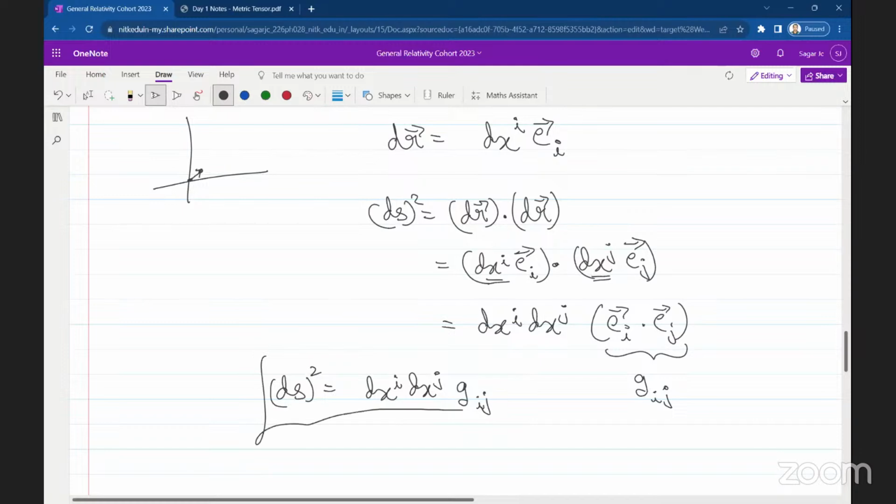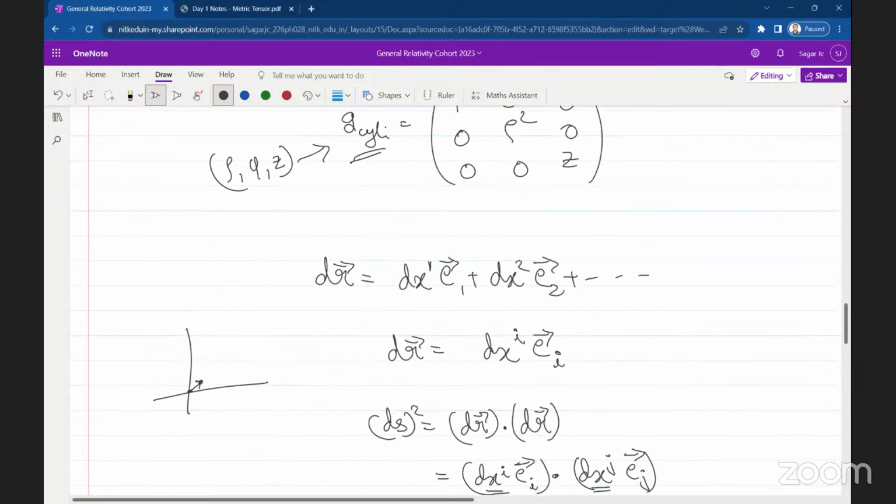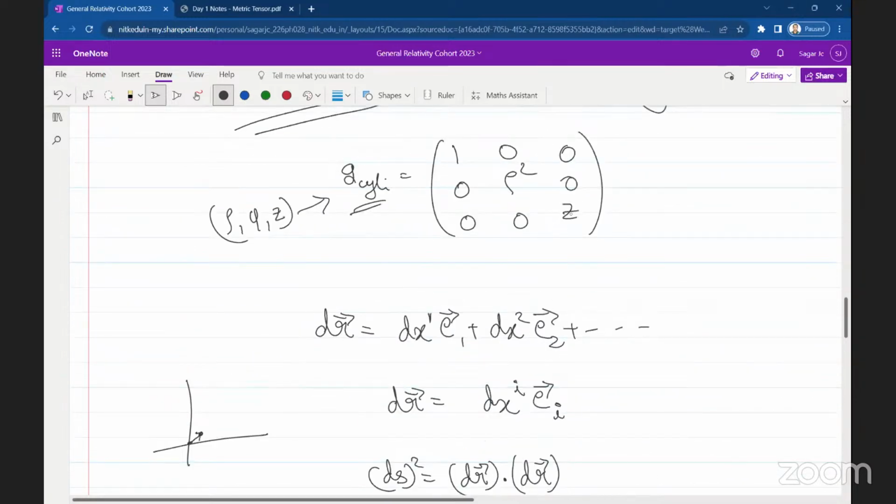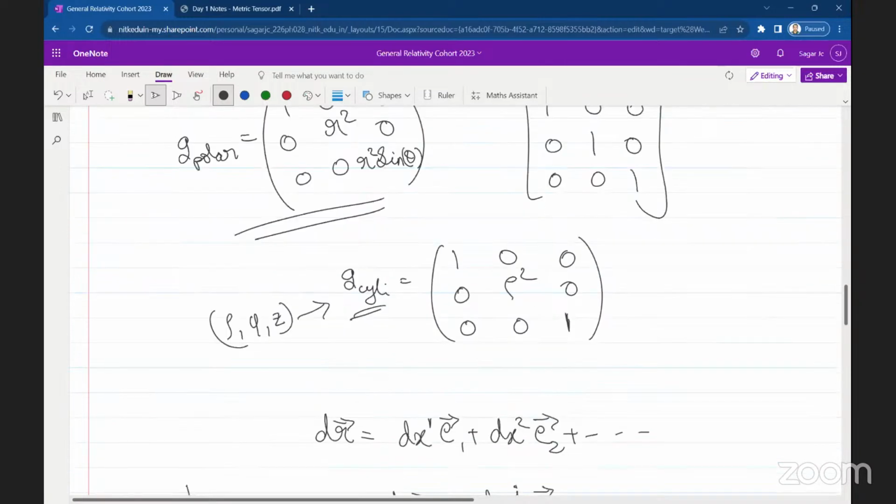So any doubts until now? Sagar, I think the third metric for cylindrical is also 1 and not z. Oh yes, it is 1.